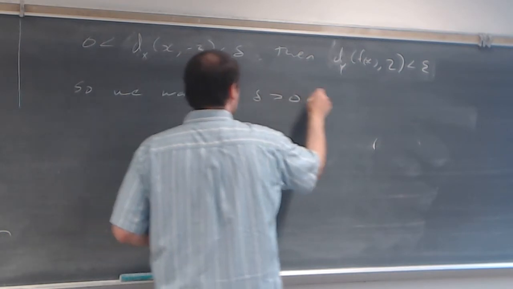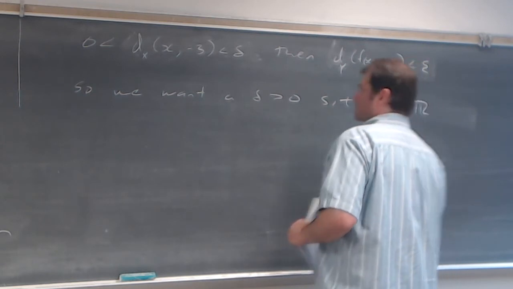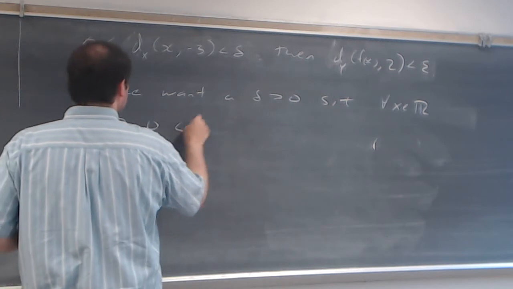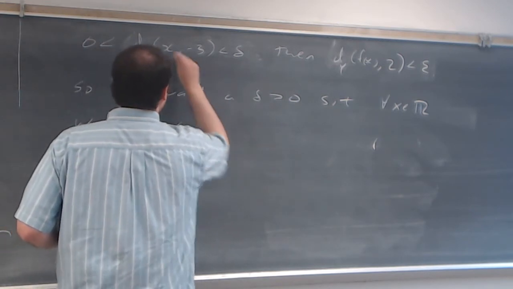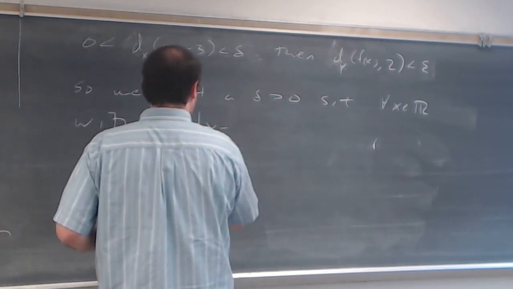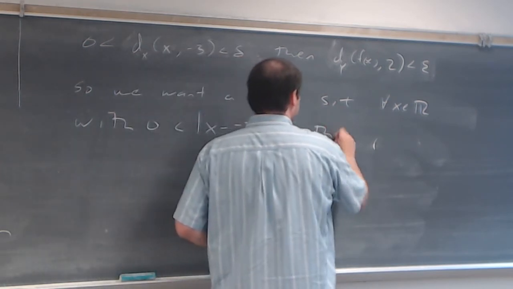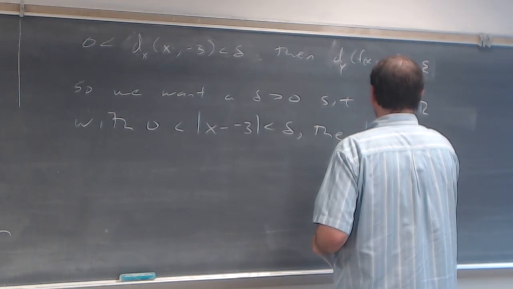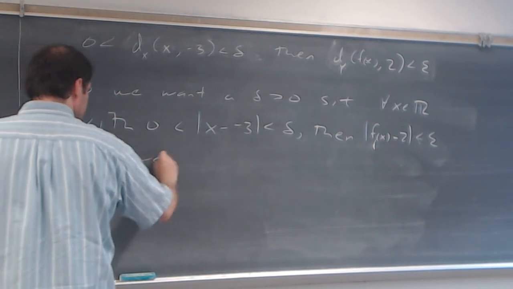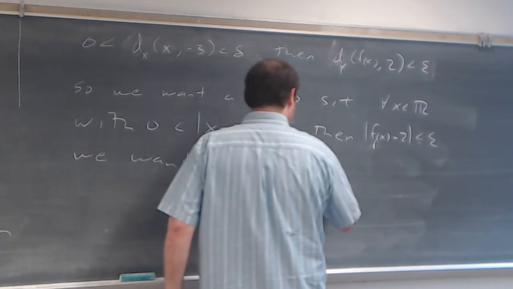So we want a delta bigger than 0 such that for all x an element of R with 0 less than the absolute value of x minus, here I'm going to write this x like this. Now this is a point, this is our space here, don't get those confused. X is a point. Minus 3 less than delta, then the absolute value of f of x minus 2 is less than epsilon. So what we want is the absolute value of f of x minus 2 to be less than epsilon.